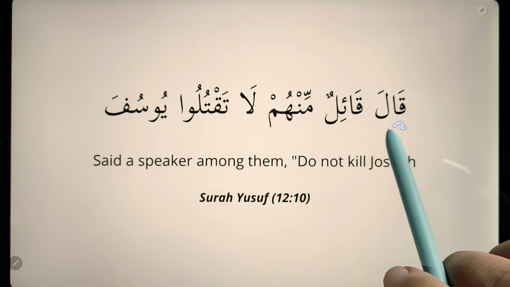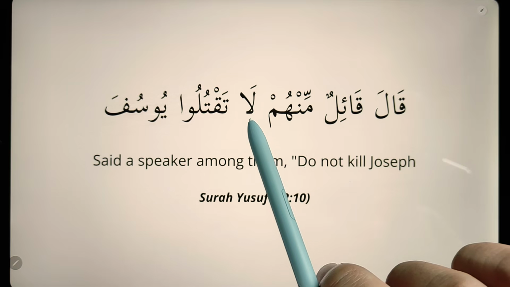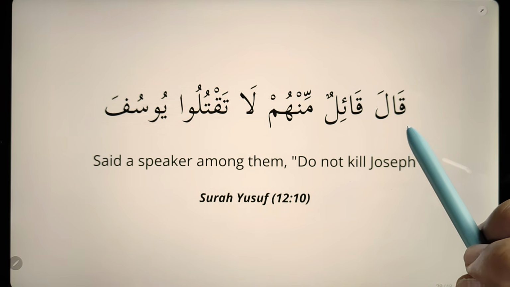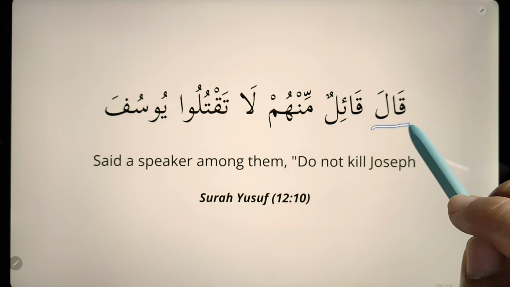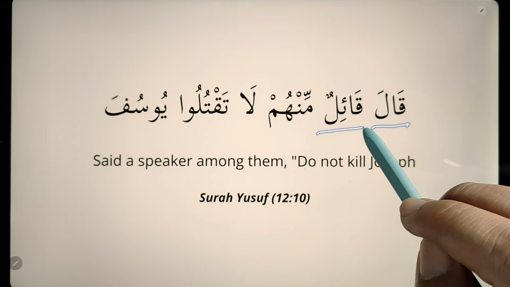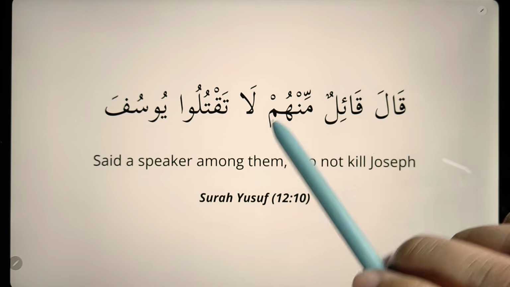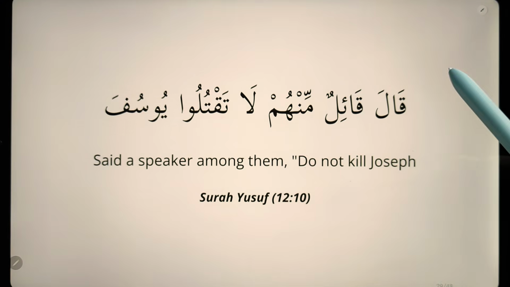Example 1. قال قائل منهم لا تقتلوا يوسف. There are 2 words here. قال, which means he said, and قائل, which means a speaker. So the whole ayah means a speaker among them said, do not kill Yusuf.